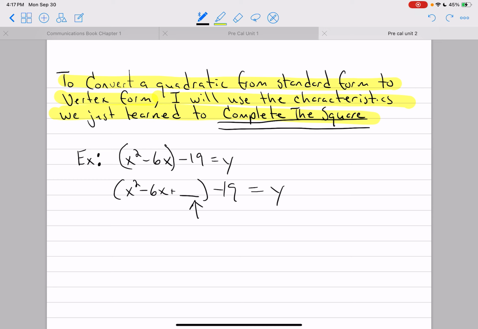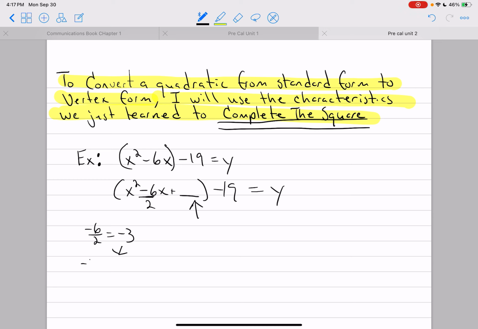The first rule says we'll take this middle term and cut it in half. So I'm going to take negative 6 and divide it by 2. I end up with negative 3, okay? So what do I know about this number if I was making a perfect square? You should remember that that was going to be the number inside the parentheses of the perfect square.